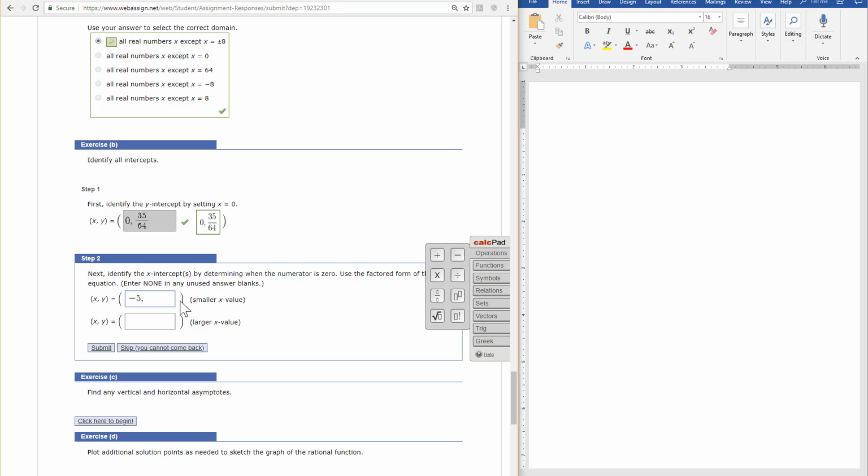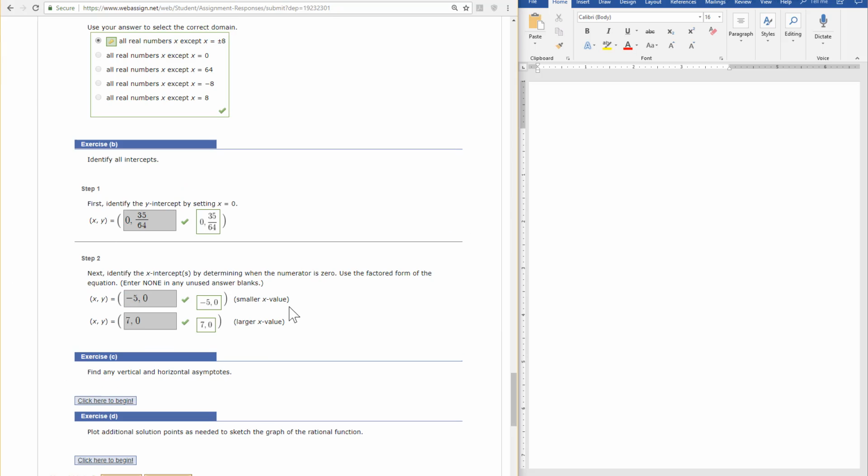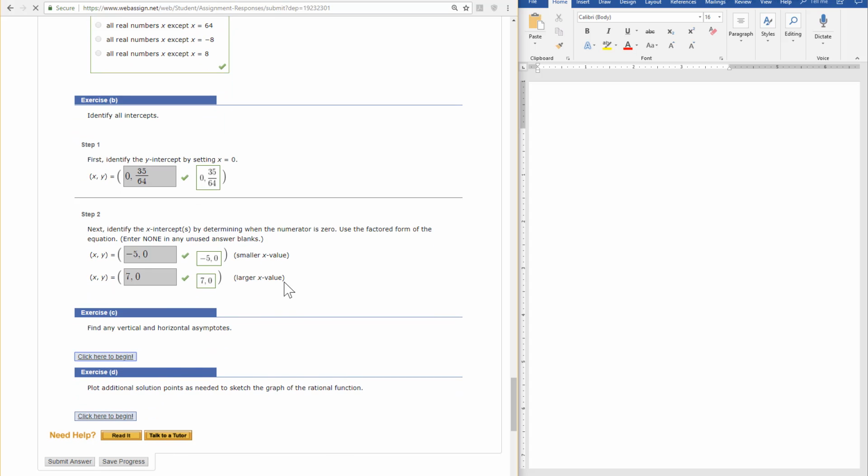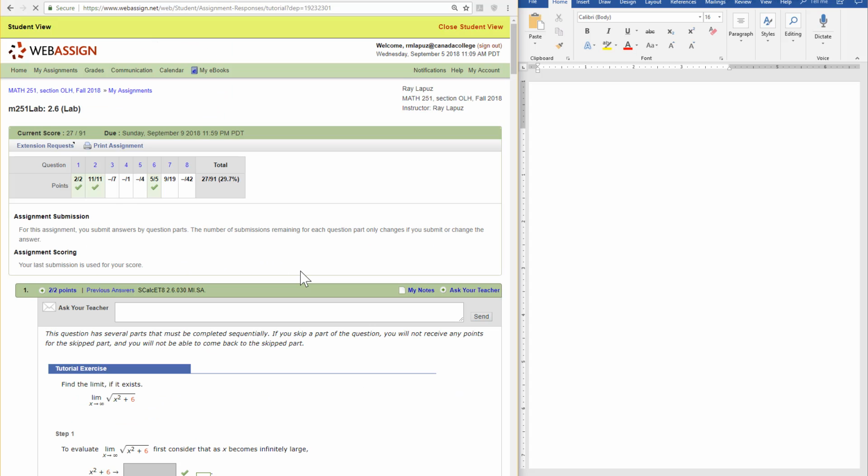And again, they want us to find the xy point, so we found this by setting y equal to 0. So our y is equal to 0, and our second value for x is 7, and the intercept is when y is equal to 0, so that's going to be 0. So now we have the y-intercept and x-intercepts. Intercepts are done. Let's find vertical and horizontal asymptotes.